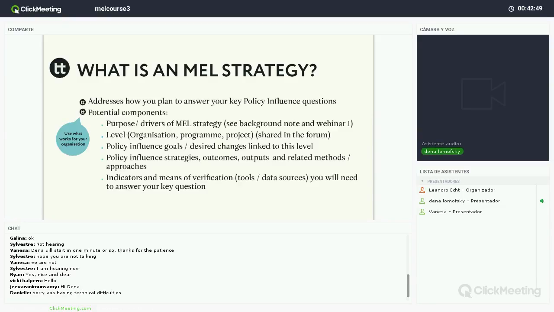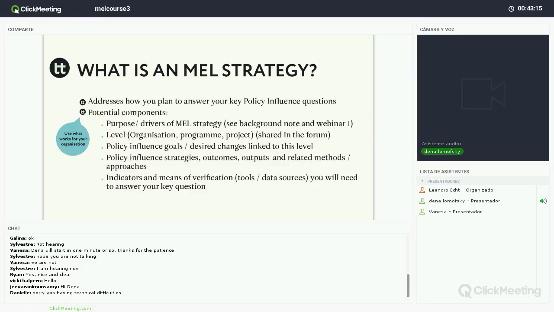Then once you define your change, you can allocate indicators and data sources, or different ways of using that. The log frame talks about means of verification. Some people talk about tools or data sources that you will need in order to answer your question. So some people shared in the forum what are the kinds of tools that you're using already to answer those kinds of questions.